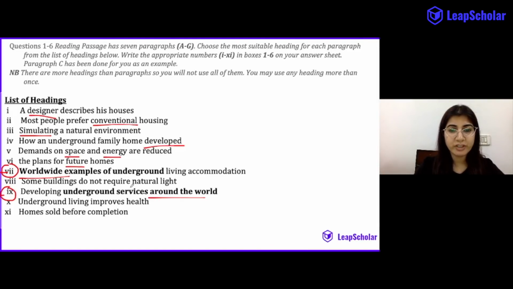Some buildings do not require natural light. Alright, so I think natural light could be a keyword. Underground living improves health. And homes sold before completion. So I think completion is a good keyword. Look for synonyms, so maybe construction, building, etc.